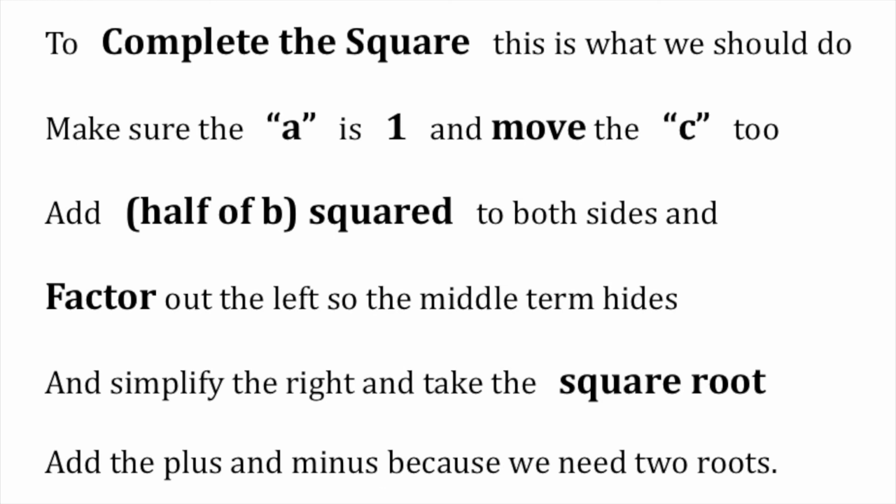To complete the square, this is what you should do. Make sure the a is 1 and move the c, add half a b squared to both sides. Factor out the left so the middle term hides.